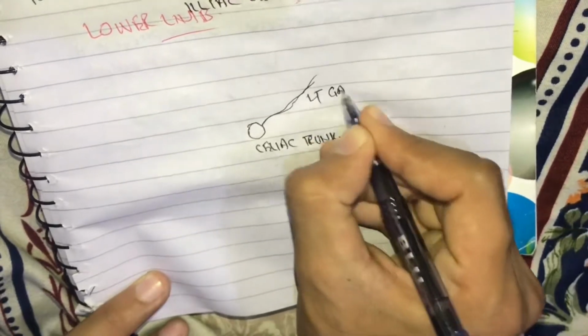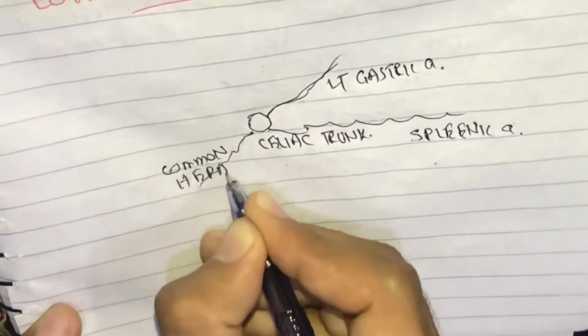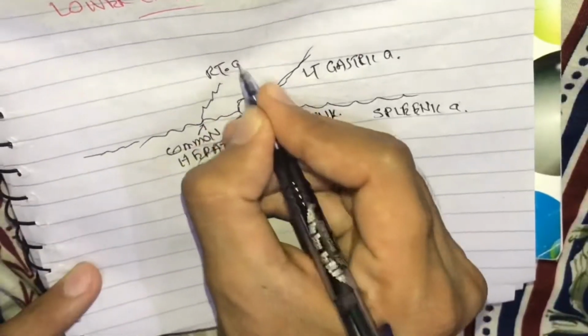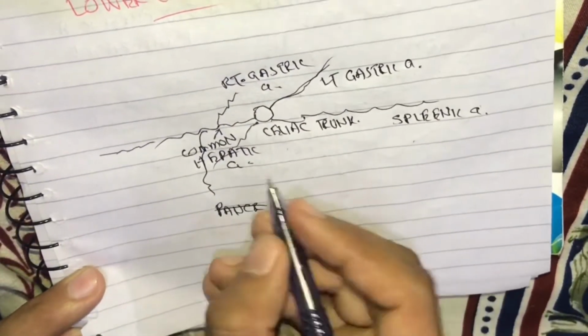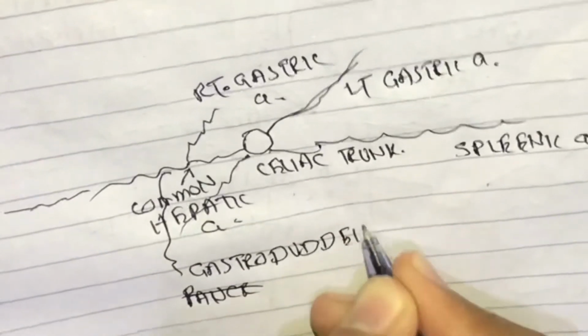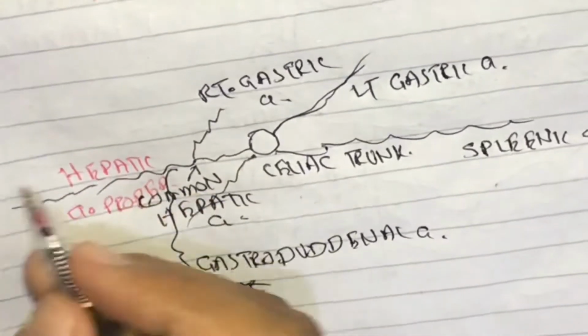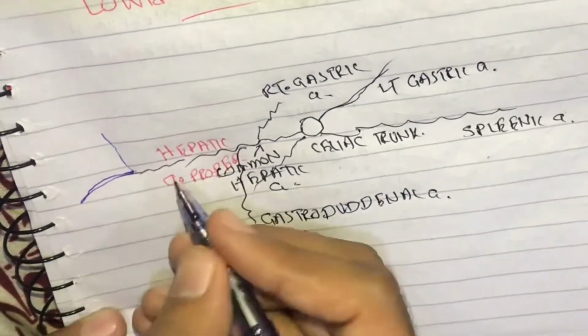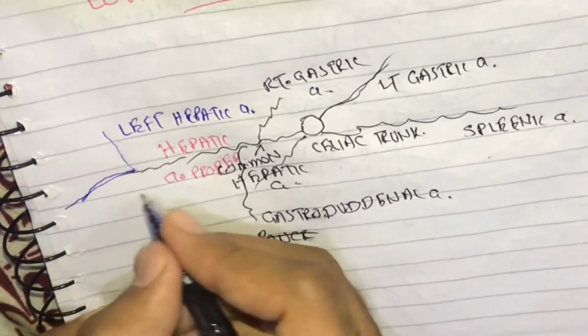It gives three branches: the left gastric artery, splenic artery and the common hepatic artery. Common hepatic artery gives branches like the right gastric artery and gastroduodenal artery. Now it is called the hepatic artery proper. It gives branches left hepatic artery and the right hepatic artery.